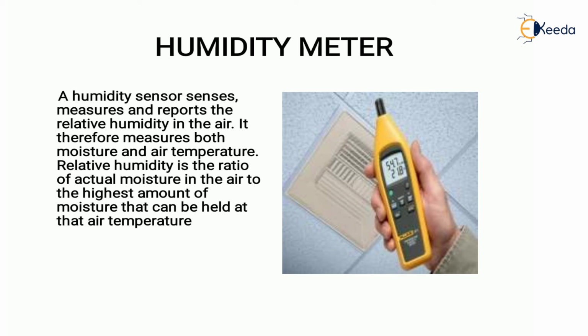Next is the humidity meter. A humidity sensor senses, measures and reports the relative humidity in the air. It therefore measures both the moisture and the air temperature, which will be displayed.